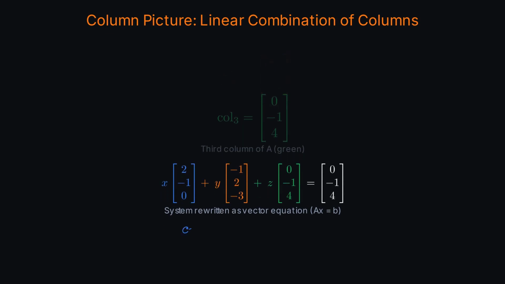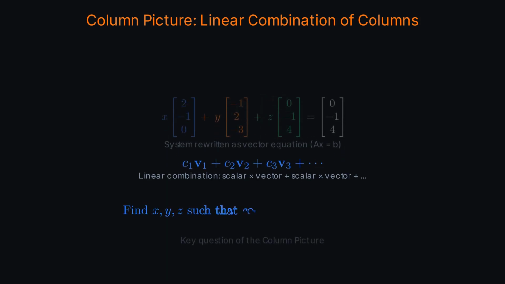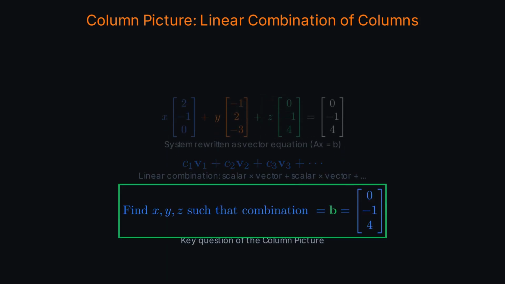A linear combination is simply a sum of vectors, each multiplied by a scalar. In other words, scalar times vector plus scalar times vector, and so on. So the question becomes, what scalars x, y, and z do we need to combine these three column vectors to produce the right-hand side vector b?